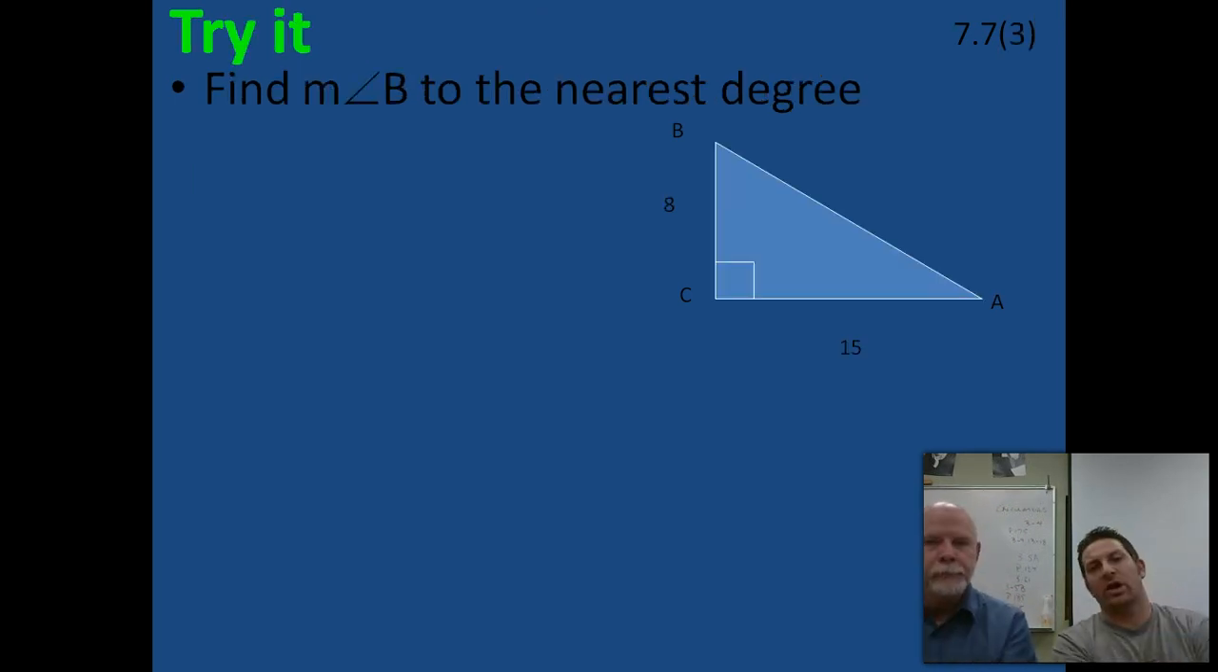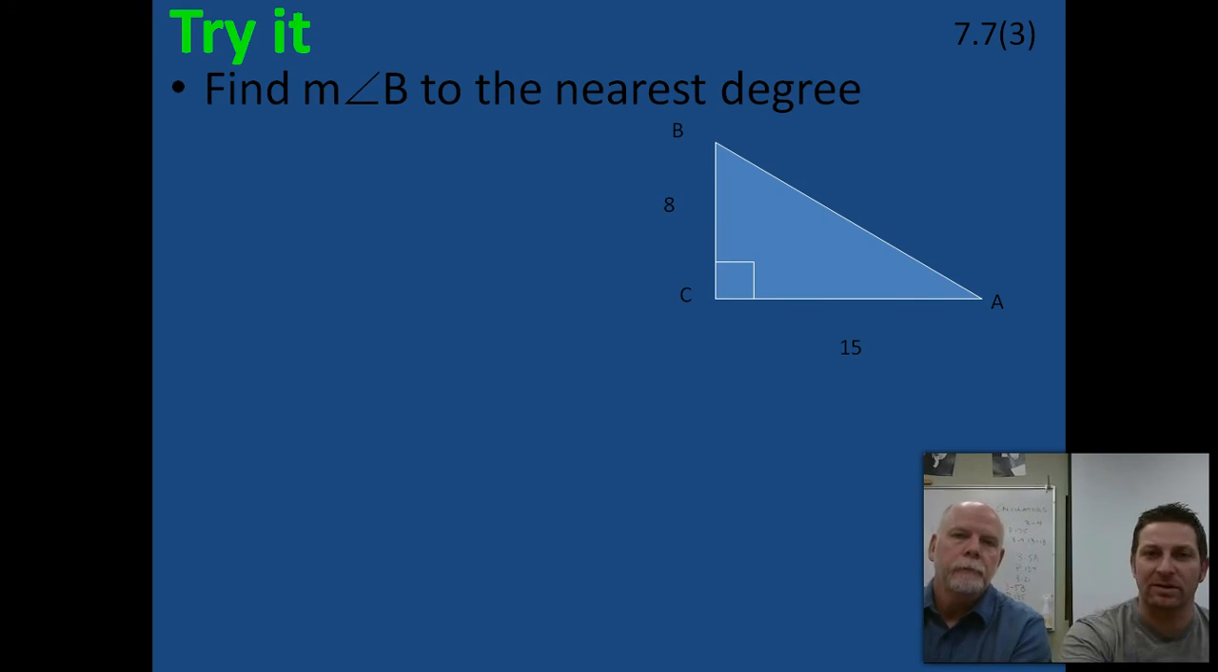All right, so now we're going to try it again, and we're going to try to find the measurement of angle B to the nearest degree. So once again, guys, you've got to look at what you've got, and from where angle B is at, that's what I don't know. I have the opposite from B, and I have the adjacent to B. So once again, we want to use tangent.